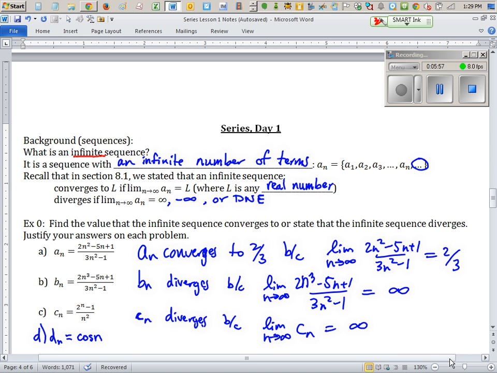So this one is also a divergent case. You would put d sub n diverges because the limit as n goes to infinity of d sub n does not exist. Cosine has no limit out near infinity. There's no meaningful number it approaches. So, like I said here, it diverges if you get infinity or DNE. Here's an example of the DNE case. We would say the sequence diverges.